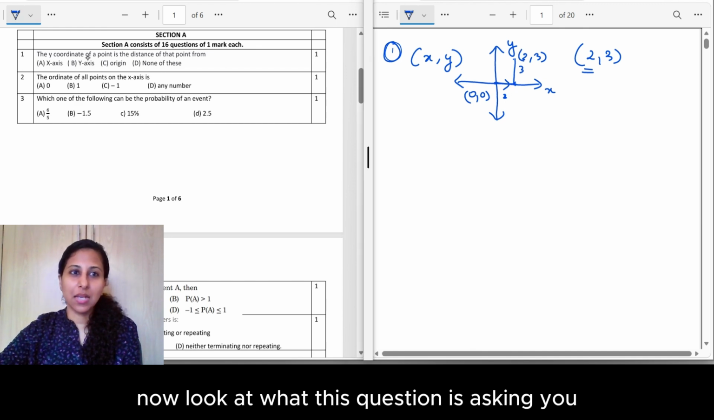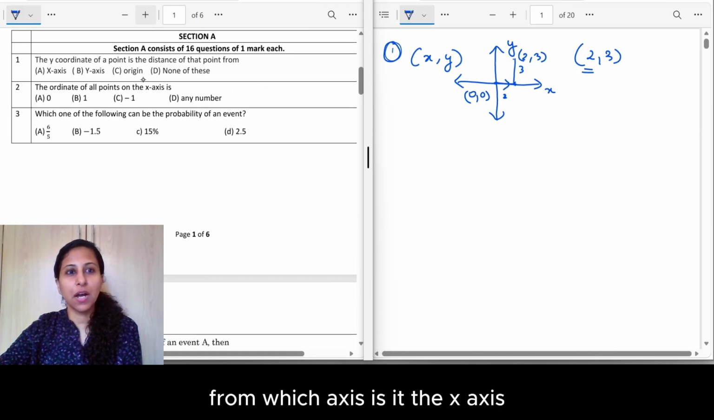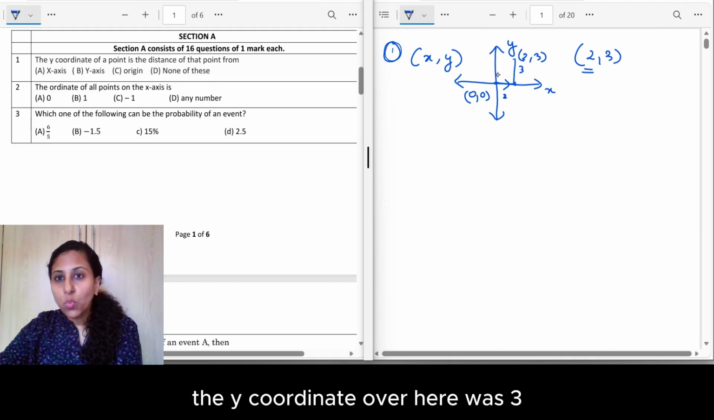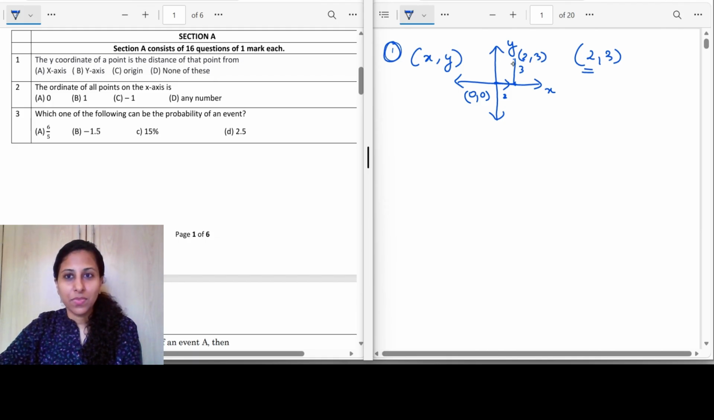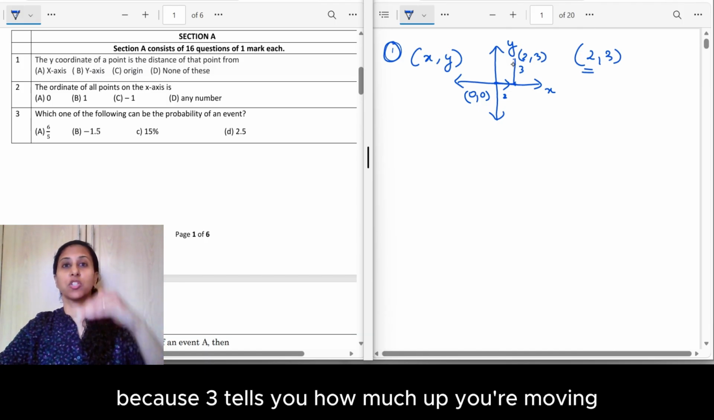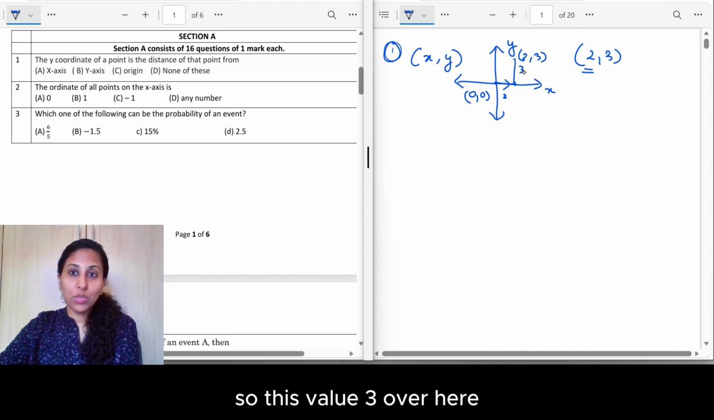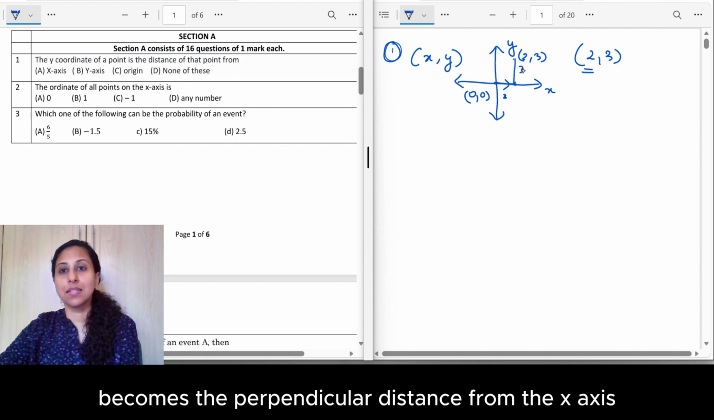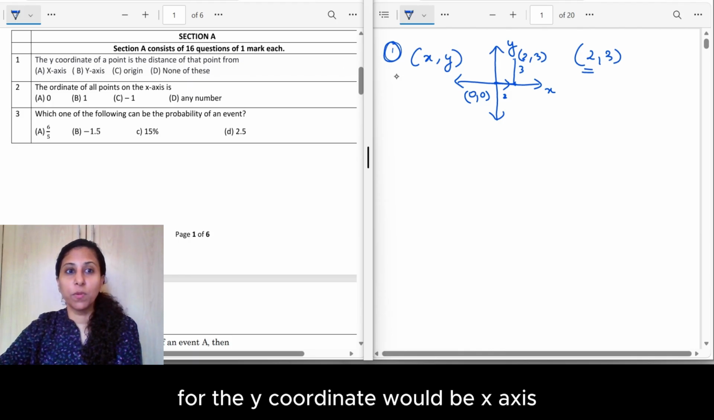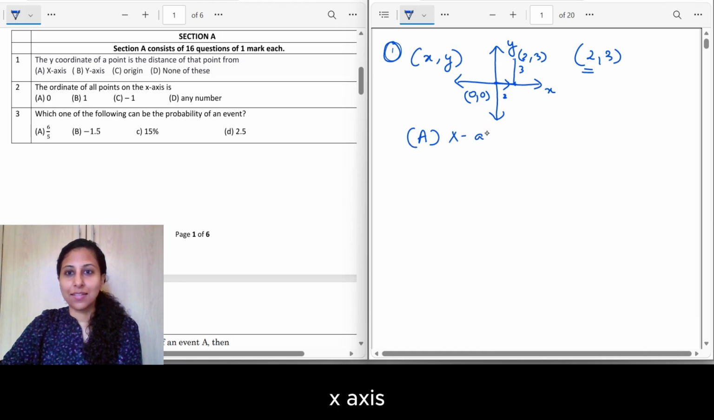Now look at what this question is asking you. The y coordinate of a point is the distance of that point from which axis? Is it the x-axis, y-axis, origin, or none of these? The y coordinate over here was 3. Where do you get this 3? 3 was the distance from the x-axis because 3 tells you how much up you're moving over here from the x-axis, right? So this value 3 over here becomes the perpendicular distance from the x-axis. Hence, the answer over here for the y-coordinate would be x-axis and not y-axis. Answer is option A, x-axis.